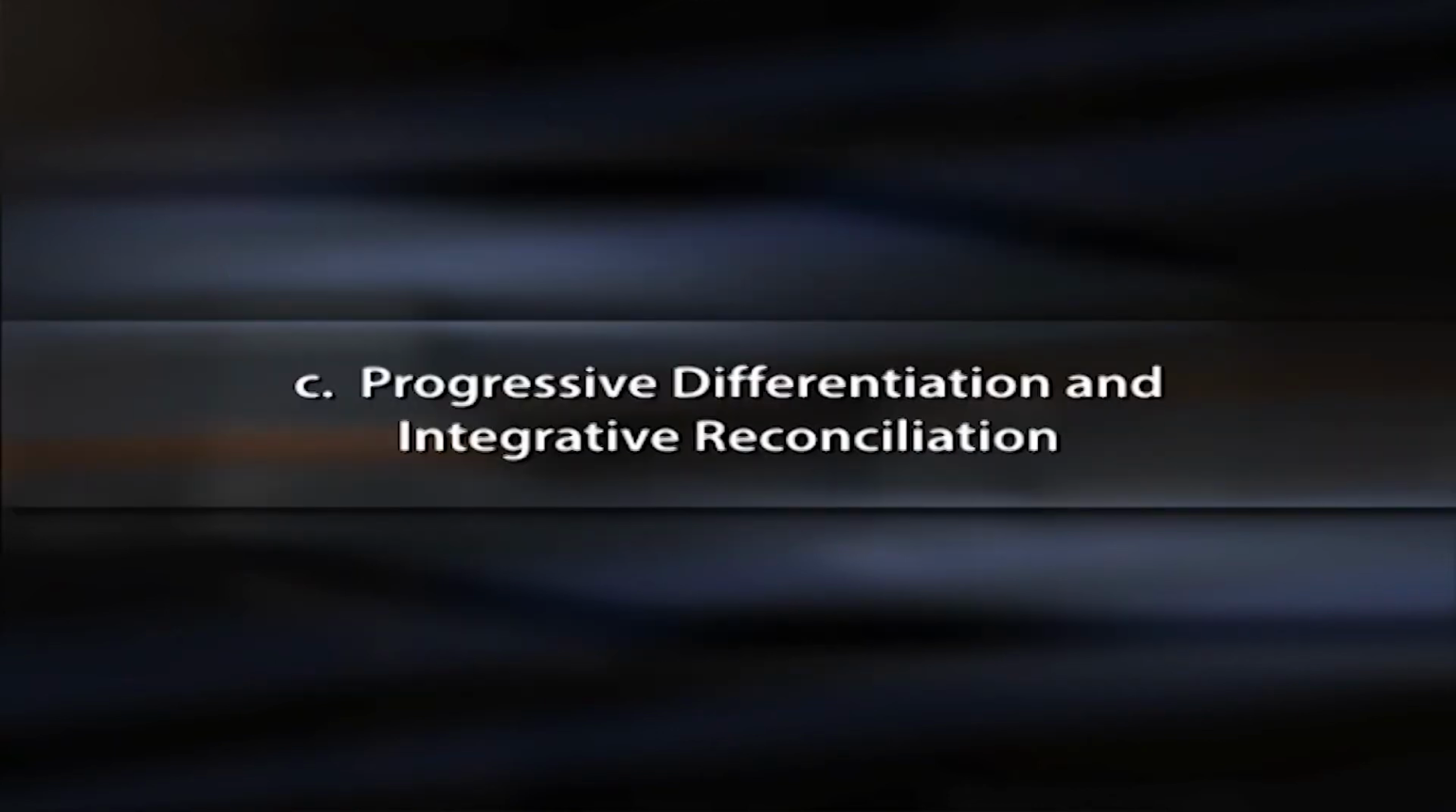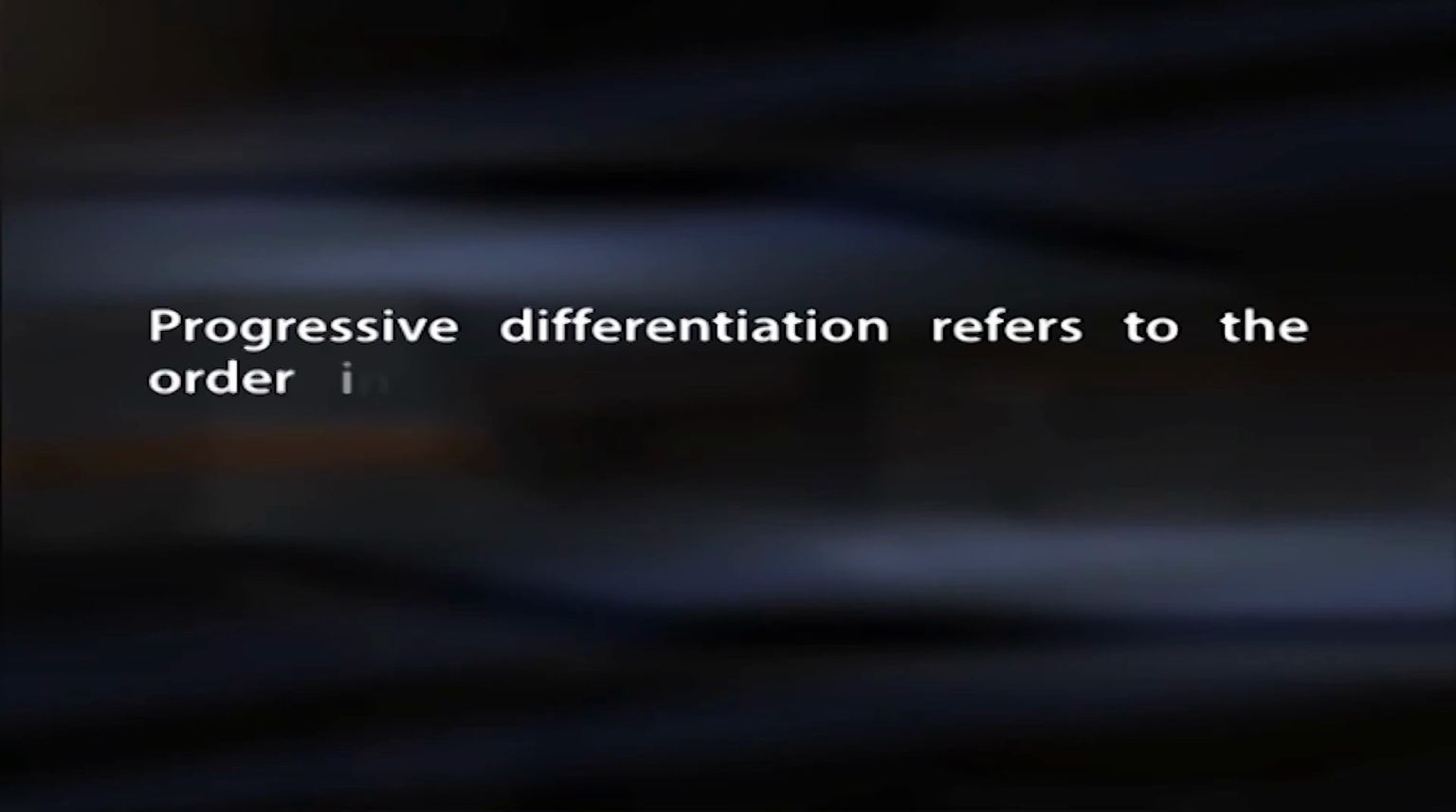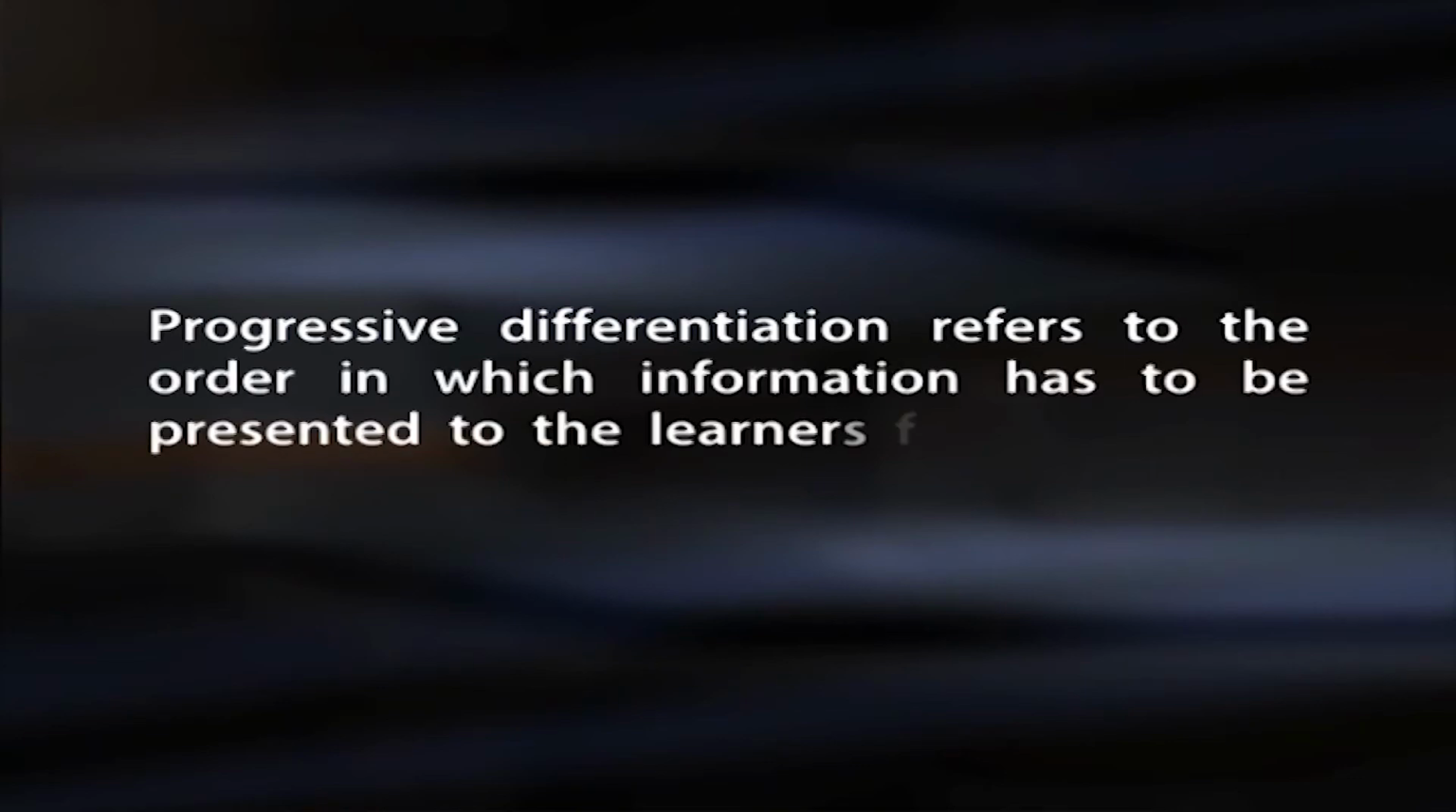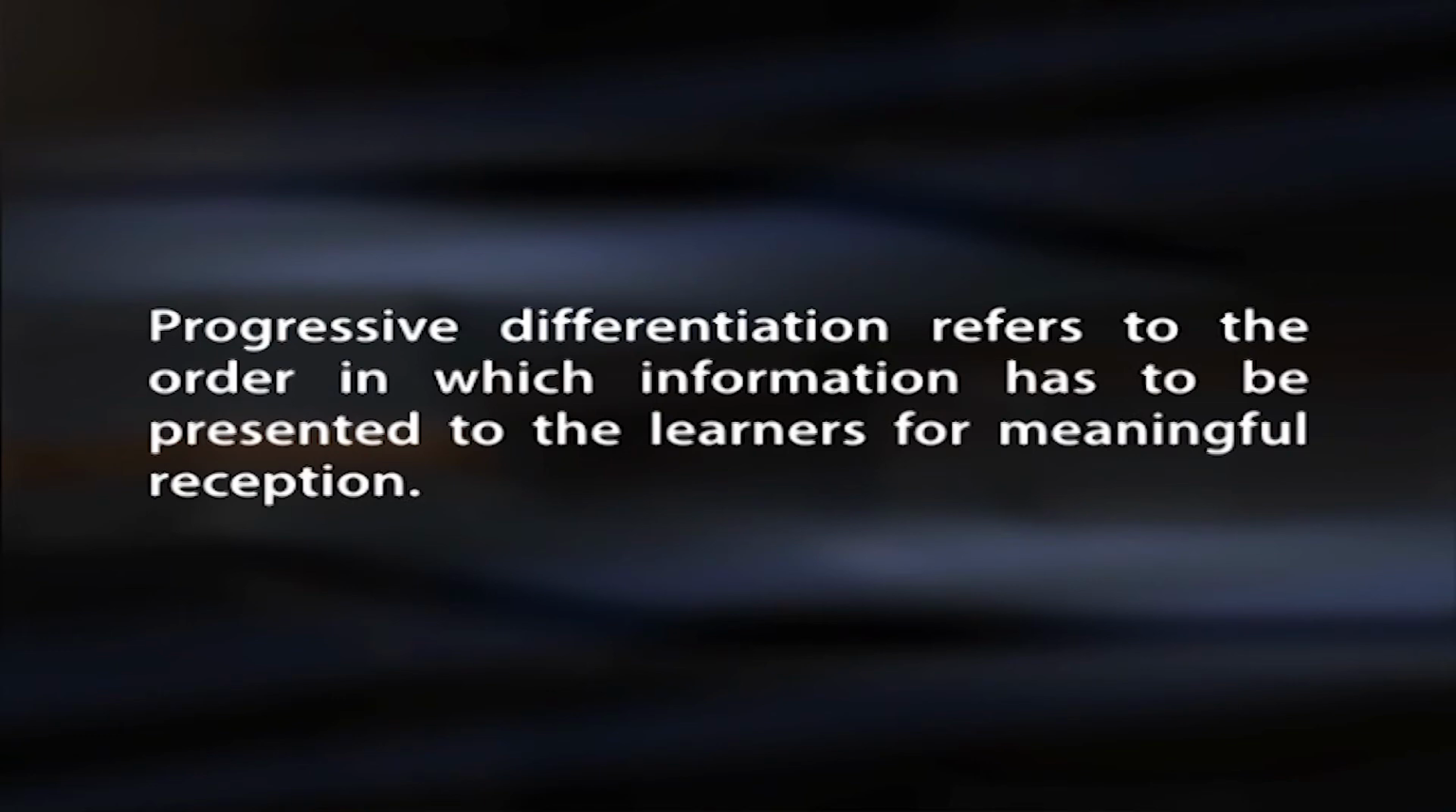Progressive differentiation and integrative reconciliation. Ausubel mentions two important principles involved in meaningful verbal learning. These are progressive differentiation and integrative reconciliation. Progressive differentiation refers to the order in which information has to be presented to the learners for meaningful reception. The most general or broad idea of the area concerned is presented first, and then the more specific are presented in the hierarchical order in relation with the general. This hierarchy is decided by differentiating the attributes of the general concept one by one.